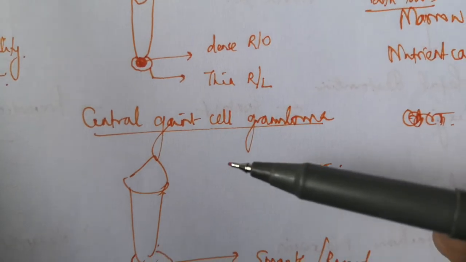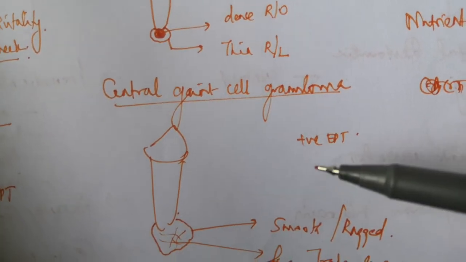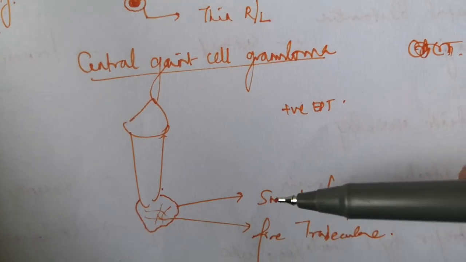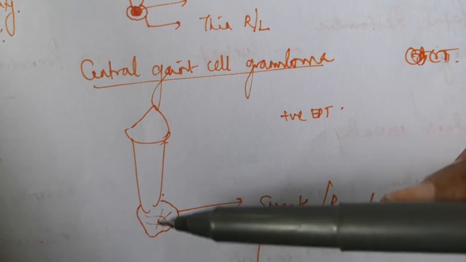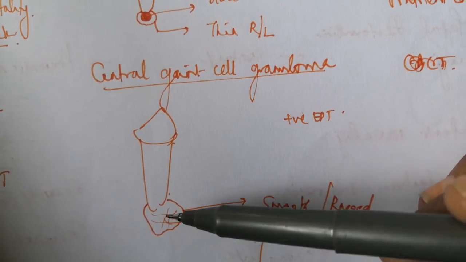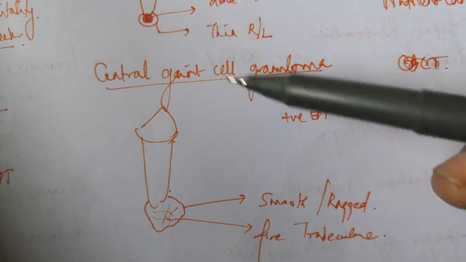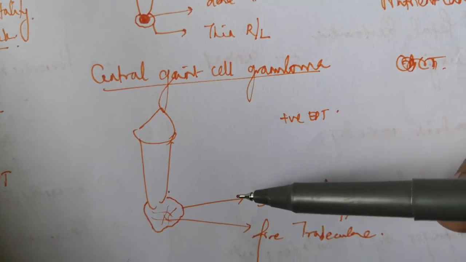Then giant cell granuloma. Giant cell granuloma, again, will have a positive electric pulse testing, where you will see the border will be smooth, but you will find a fine trabecular pattern in the radiolucent area. Fine trabeculae will be evident in the central giant cell granuloma.